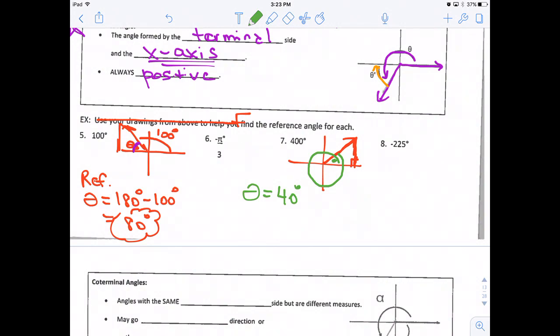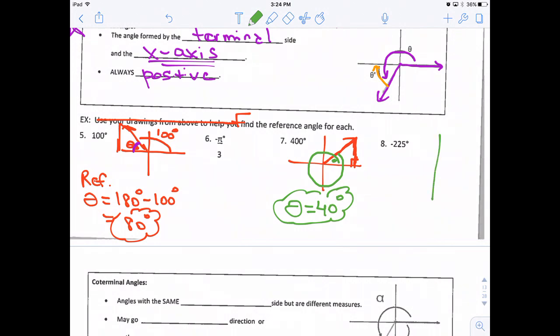If you want to get fancy, it's 400 degrees minus 360 degrees, and that's where we got that 40. So every situation is going to be a little different. Students sometimes really want a written rule, and in this situation there isn't one. So you just have to look at your situation and decide what it is from there. So theta is equal to 40 degrees. That's my reference angle.